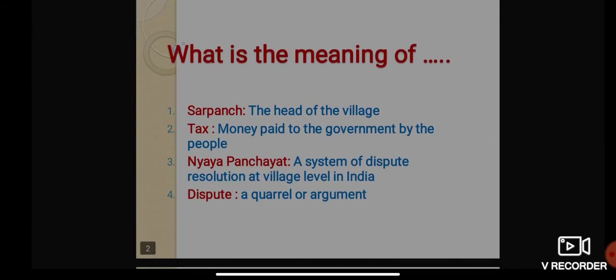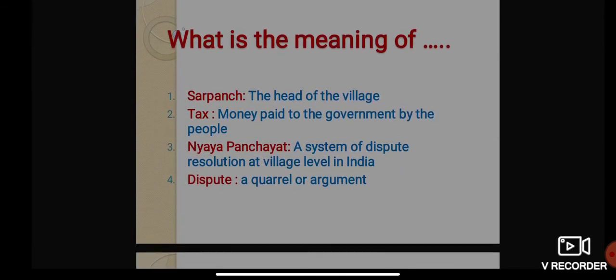So what is the meaning of Sarpanch? Sarpanch is the head of the village. They are known as Sarpanch. Alright, and what is tax? Money that is paid to the government by the people. So that is known as tax.